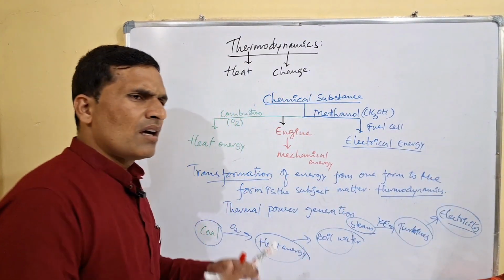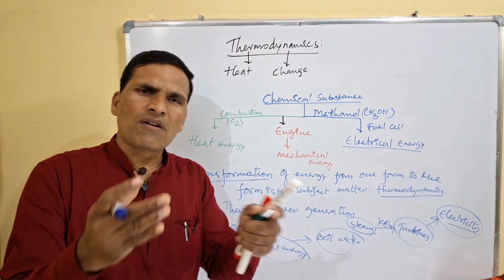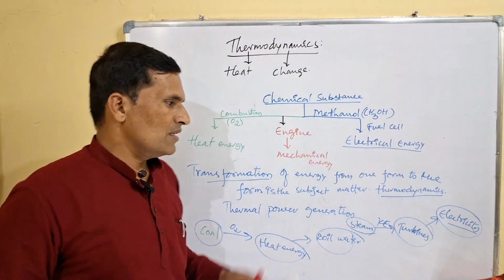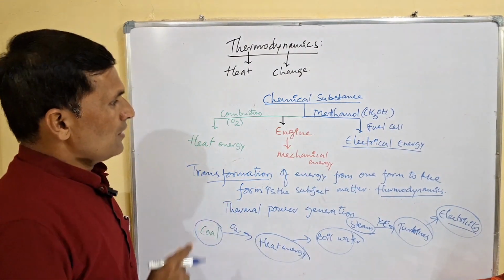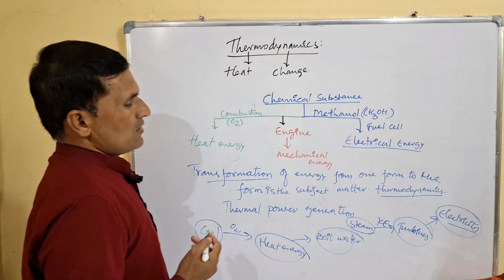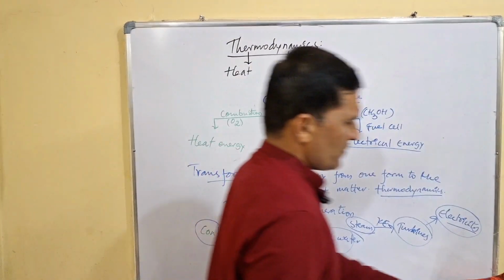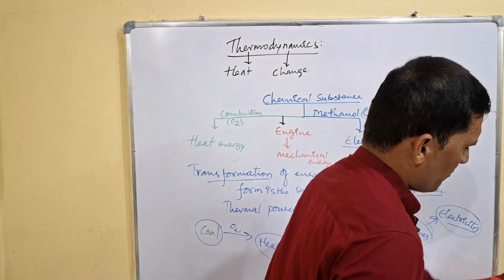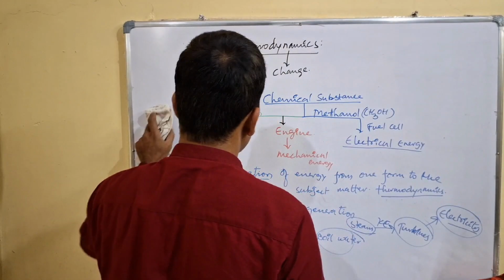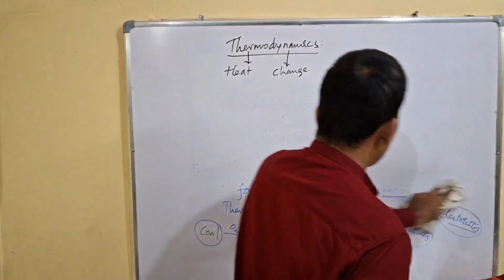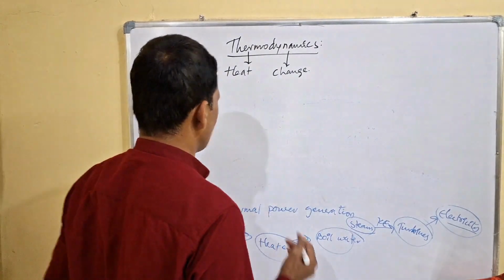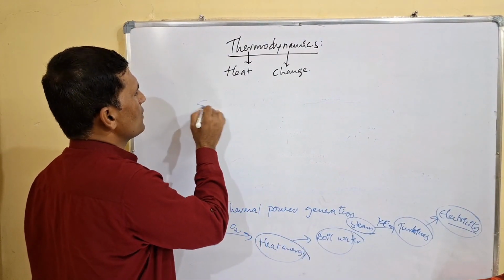So this is how a transformation of energy from one form to the other form is the subject matter of thermodynamics. Prior to going for various aspects, let me clear you what is the scope of this thermodynamics. This is very, very important at industrial level, as I mentioned previously. So that is the scope of this thermodynamics, particularly chemical thermodynamics.